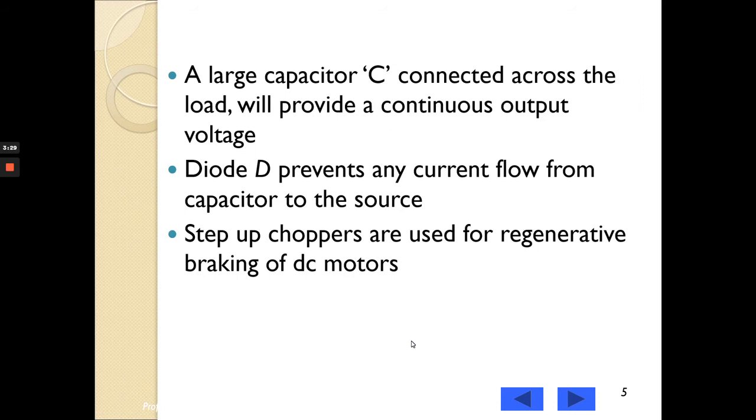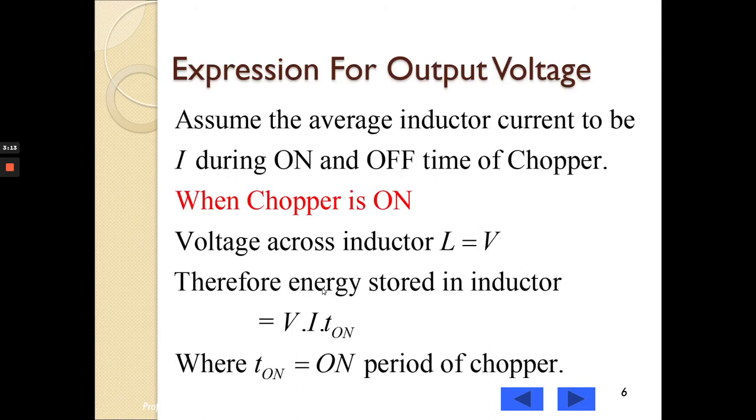A large capacitor C connected across the load will provide a continuous output voltage. Diode D prevents any current flow from the capacitor to the source. Step-up choppers are used for regenerative braking of DC motors.